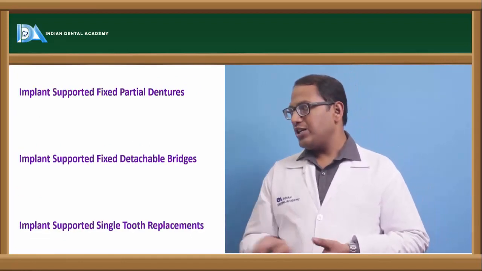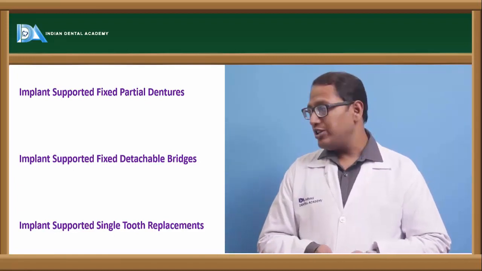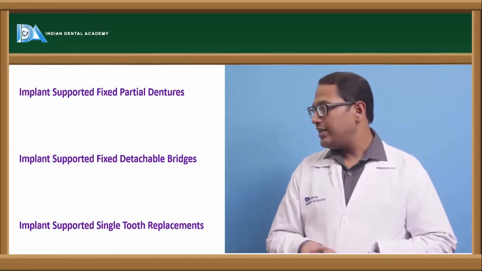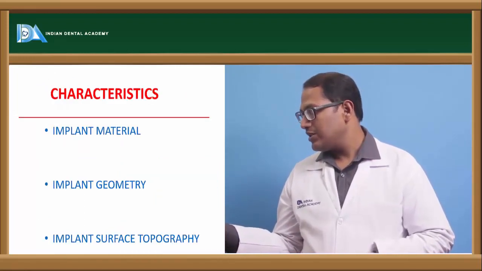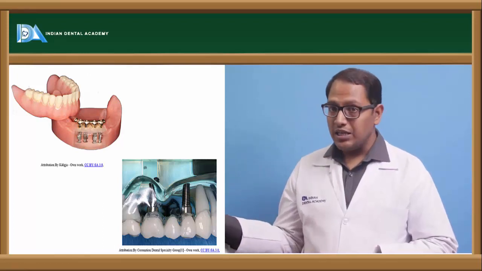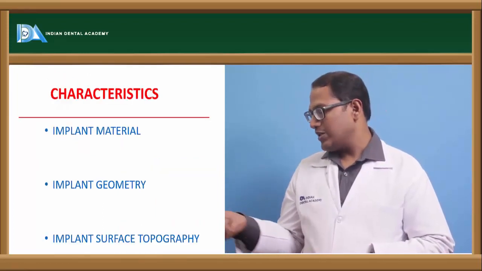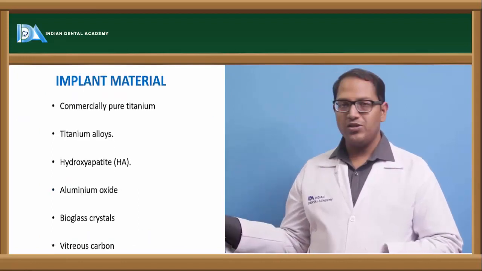Implant supported fixed partial dentures can be implant supported fixed detachable bridges, or implant supported single tooth replacements. These are examples of implant supported single tooth replacements, and these are examples of implant supported fixed removable prosthesis. Characteristics: implant material, geometry and surface topology can be different.